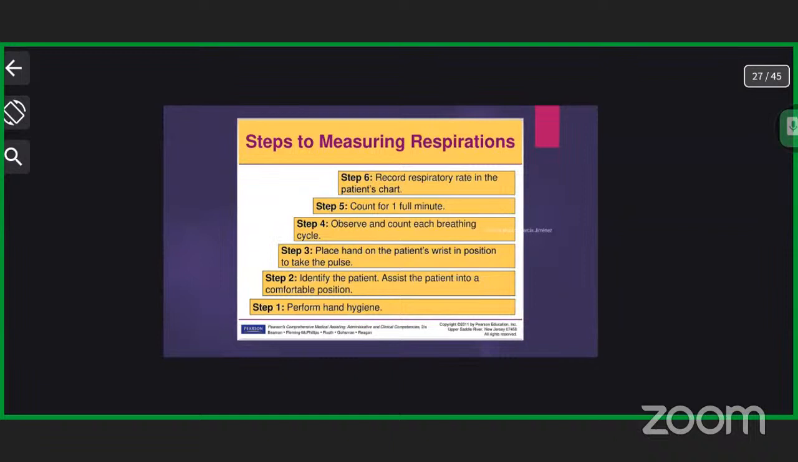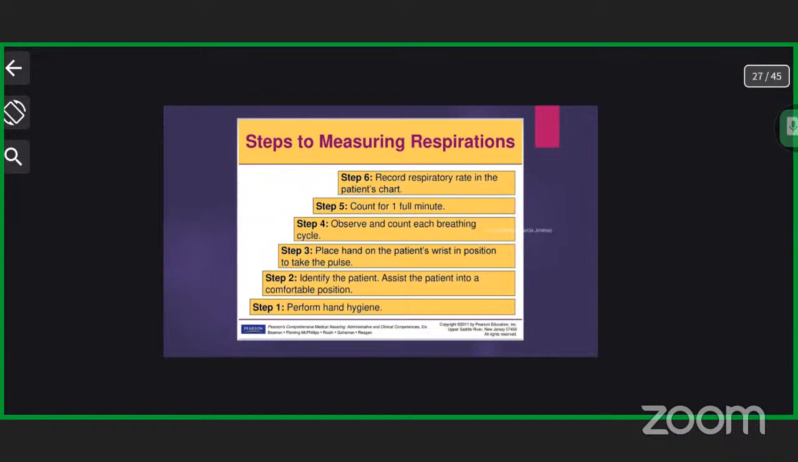Steps to measuring respirations. Step 1, perform hand hygiene. Step 2, identify the patient, assist the patient into a comfortable position. Step 3, place hand on the patient's wrist in position to take the pulse. Step 4, observe and count each breathing cycle. Step 5, count for 1 full minute. Step 6, record the respiratory rate in the patient's chart.